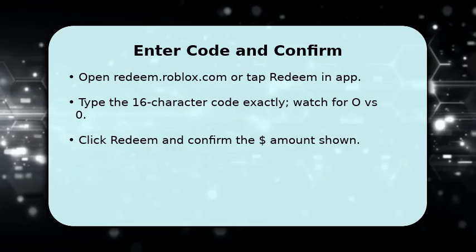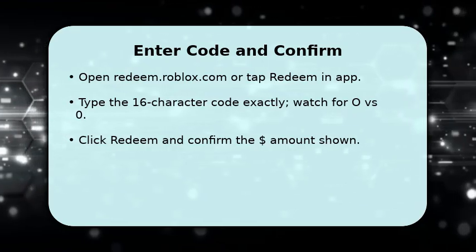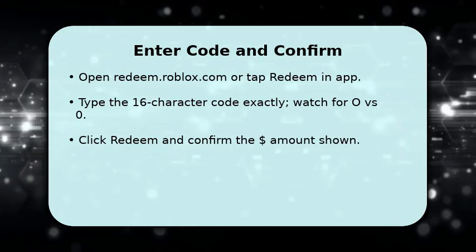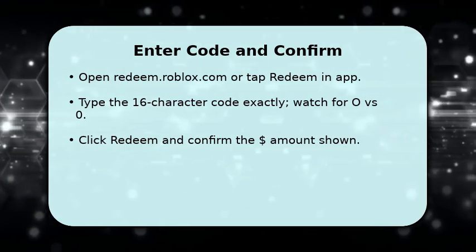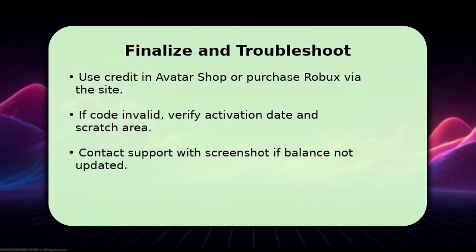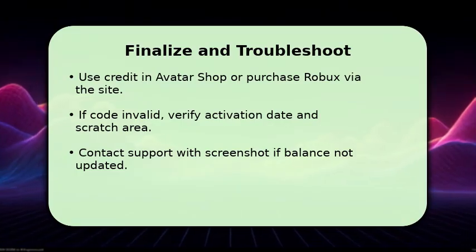If prompted, follow any on-screen steps to convert credit to Robux or a premium subscription, and wait for the update to appear in your account. Finish by applying your new credit. Purchase Robux or use the balance in the avatar shop. Navigate to checkout and select account credit to spend it.